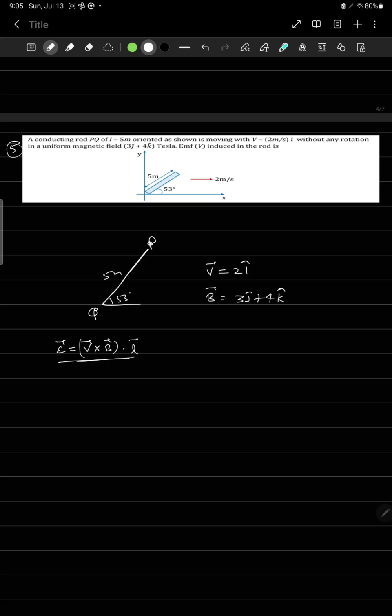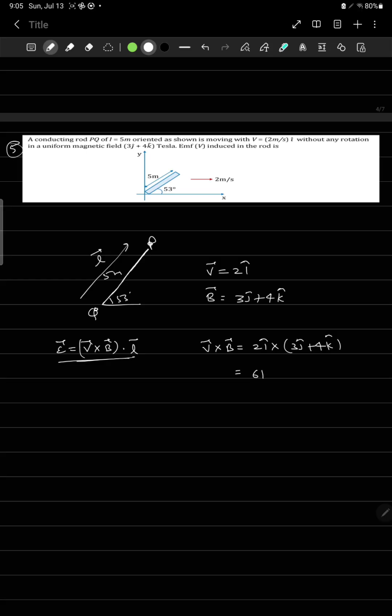And in this direction we will take the L vector. Okay, so now here V cross B, we will find first. So what is V cross B here? 2I cross 3J plus 4K. Now you just do the simple cross product.